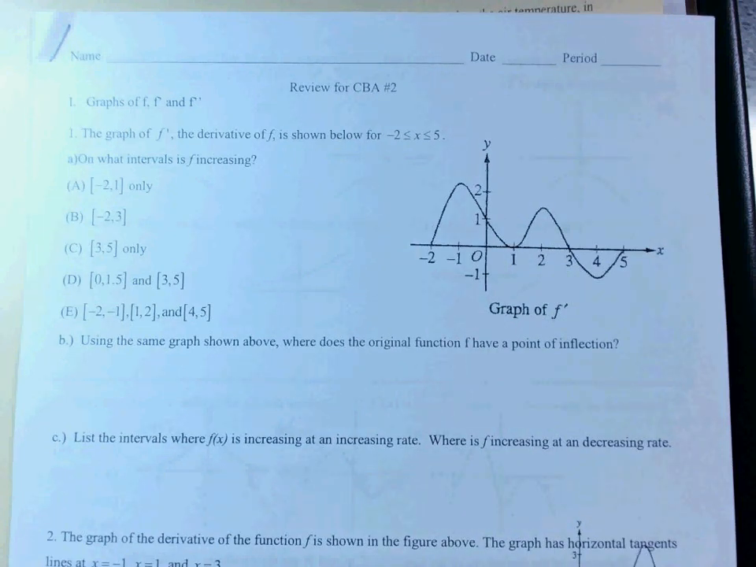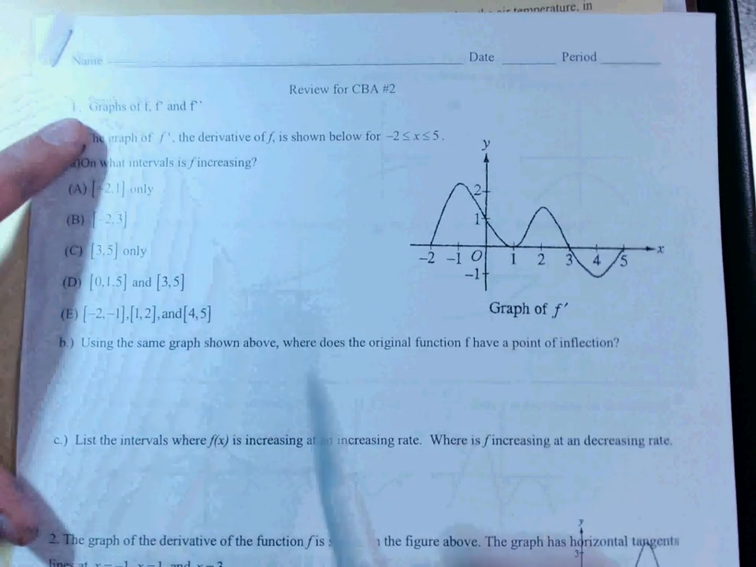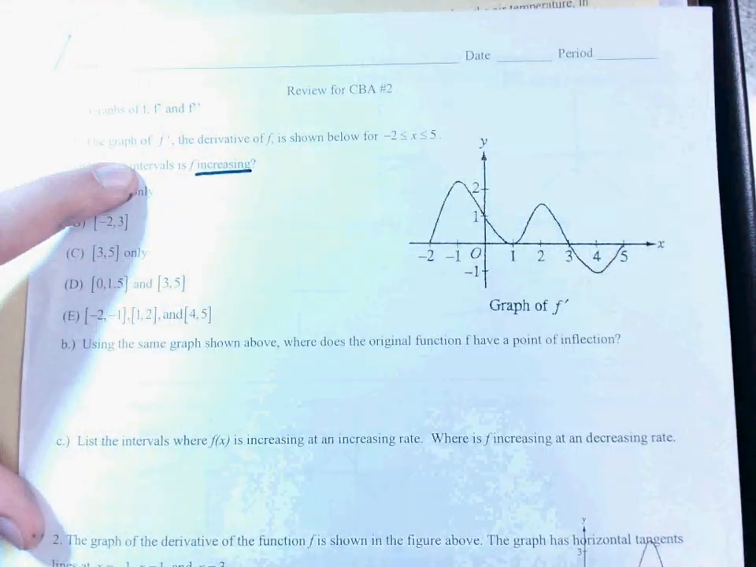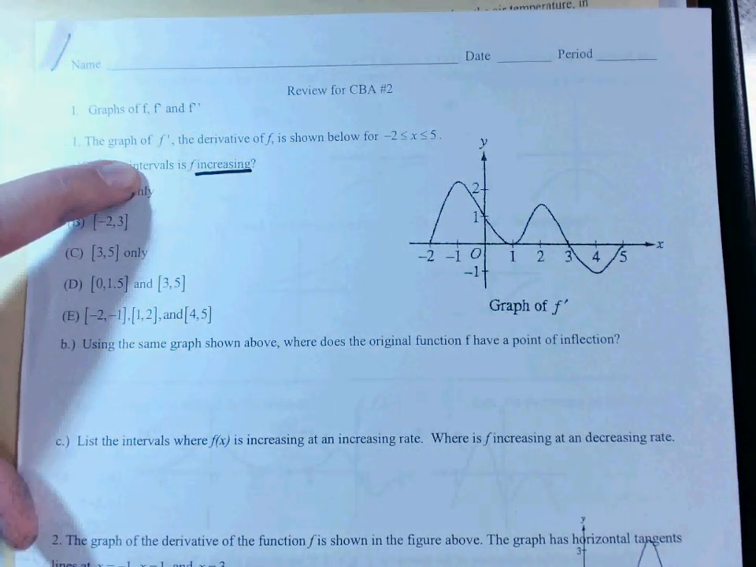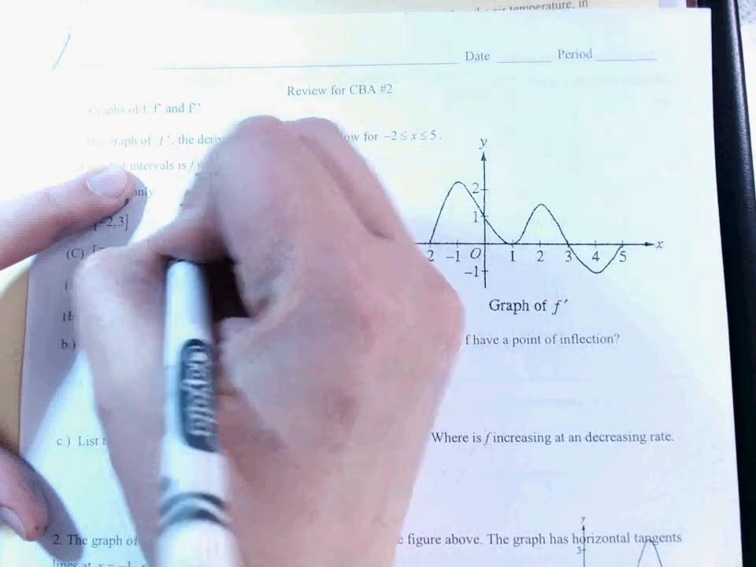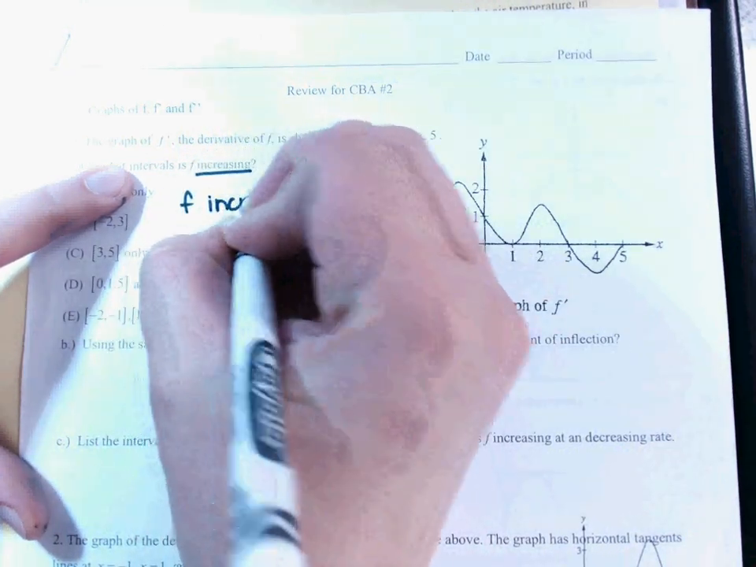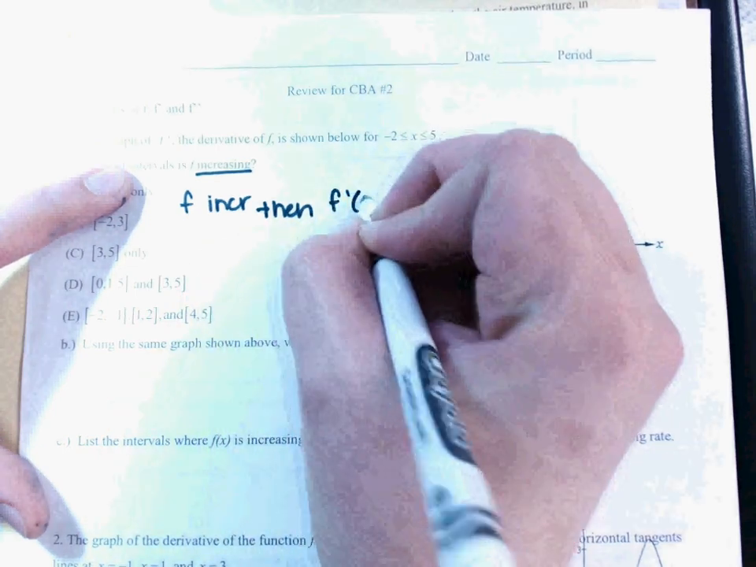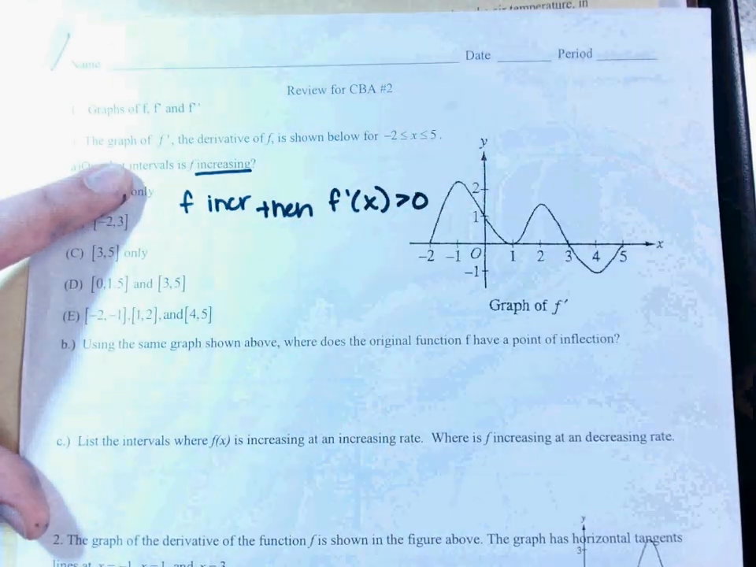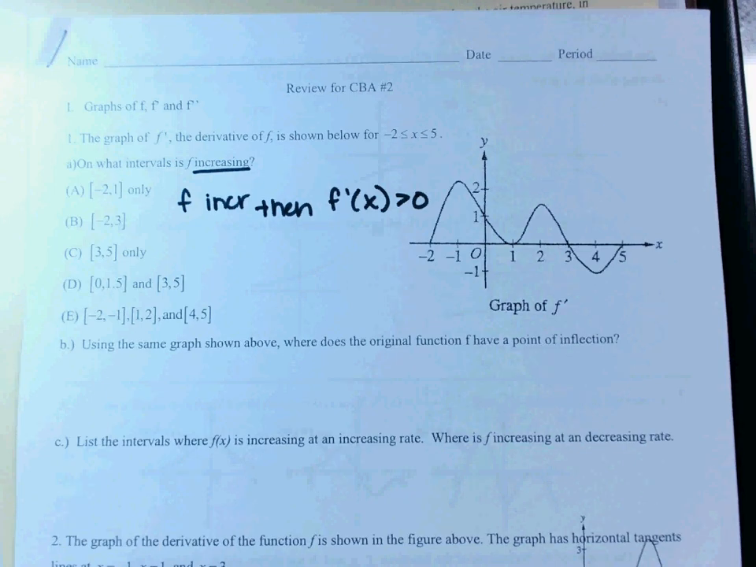A graph of F prime. So if this is a graph of F prime, can I just look for where it's increasing? No. I need to look for where it's above the x-axis. If I want F to be increasing, then F prime of x needs to be positive.